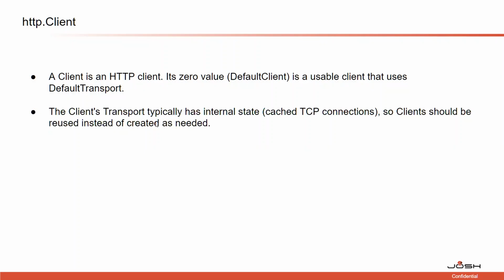Client transport typically has an internal state cache of TCP connections. So a client should be reused instead of created as needed. If you want to send two consecutive requests, one a POST, the other a GET, or any two consecutive requests, you don't need to create two client objects. You can create one client object and reuse it. That's what this line means: clients are safe for concurrent use by multiple goroutines.